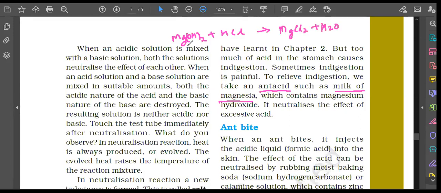This Mg(OH) whole twice is called milk of magnesia. Got it, everyone? Tell me. Everyone understood what happens when acidity is increased in your stomach? Yes. Take your time. Just go through this.